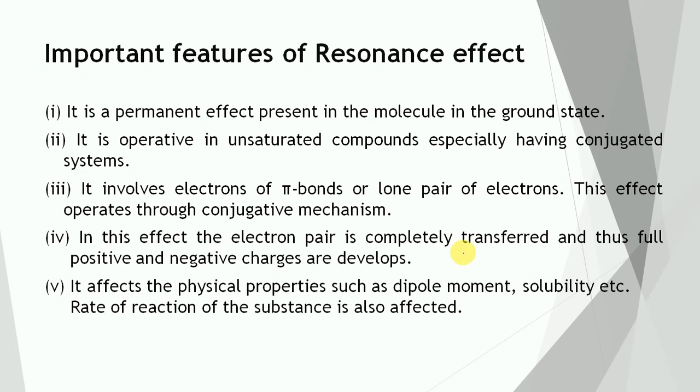An important feature of resonance effect: it is a permanent effect present in the molecule in the ground state. It is operative in unsaturated compounds, especially those having a conjugated system. It involves electrons of a pi bond or lone pair of electrons. This effect operates through a conjugative mechanism. In this effect, the electron pair is completely transferred and thus full positive and negative charges are developed. It affects physical properties such as dipole moment and solubility. The rate of reaction of the substance is also affected.